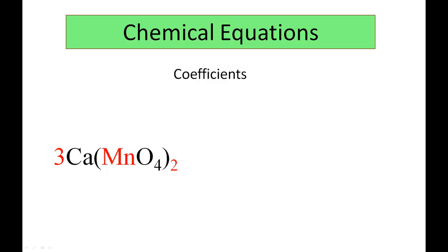The next one's manganese. Notice that there's 1 manganese inside the parentheses, but there's 2 parentheses. That gives us 2 manganese if there was just 1 calcium permanganate. But there are 3, so that gives us a total of 6 manganese. The oxygens, there are 4 inside of the parentheses, and there's 2 parentheses, giving us 8. So there's 8 oxygens per calcium permanganate. But there are 3 calcium permanganates, so we take 4 times 2, which is 8, times 3, which gives us 24 oxygens.